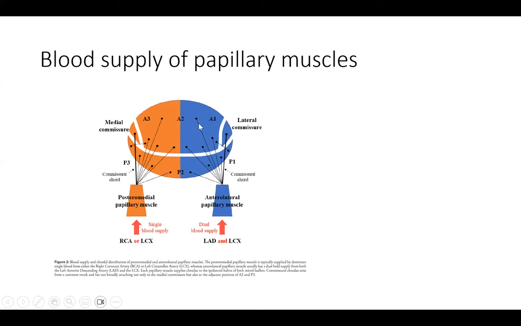The papillary muscles are not dedicated to individual leaflets. Your anterolateral is not dedicated to the anterior leaflet, nor the posteromedial to the posterior leaflet; rather, they share the parts of the anterior and posterior leaflets that are close to them, as is shown in this schematic diagram. So we will start with mitral stenosis.